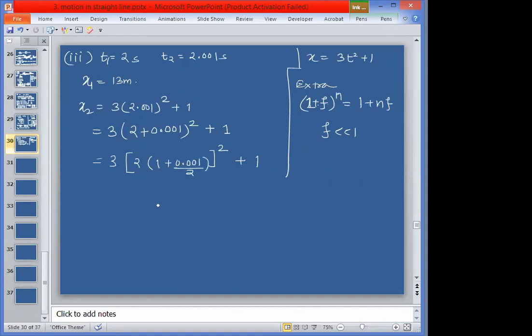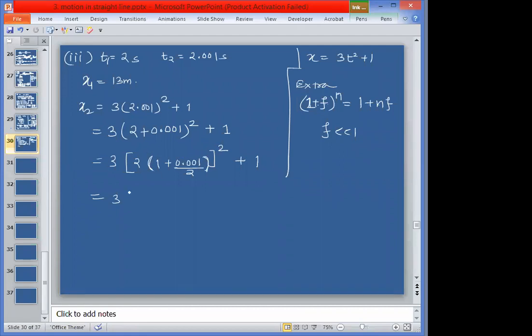2 कॉमन घेतला मी. I just took the 2 common. यातनं 2 कॉमन घेतला 1 आलं. यातनं 2 कॉमन घेतला 0.001 upon 2 आलं. So 3. Now this is m into n bracket raised to n. It is m square into n square, or a b bracket raised to n is a raised to n and b raised to n.